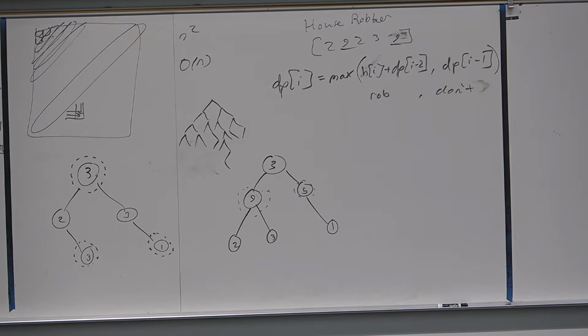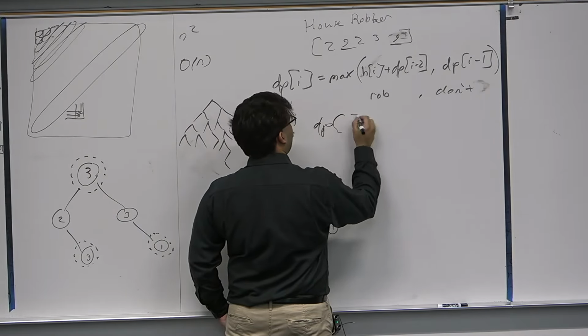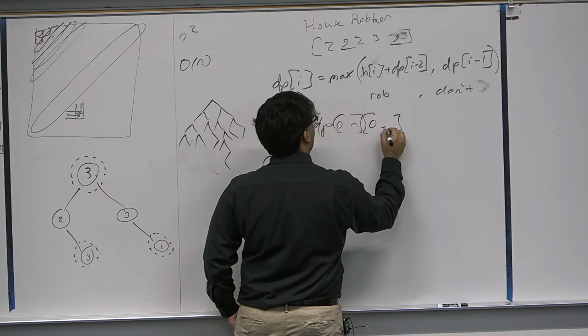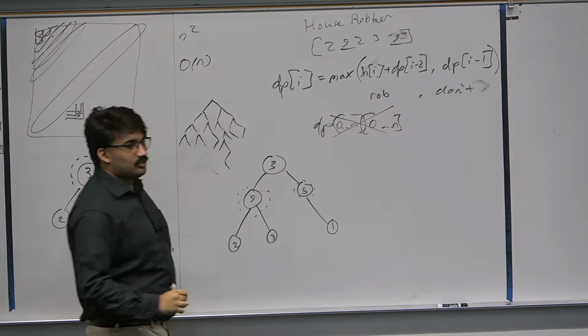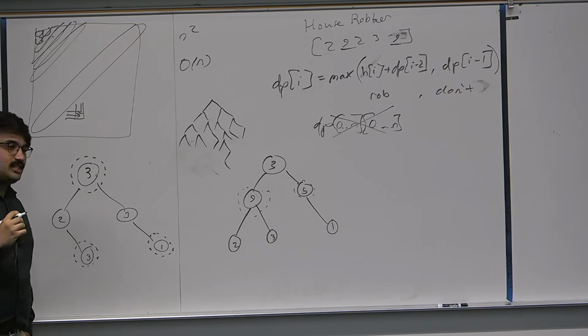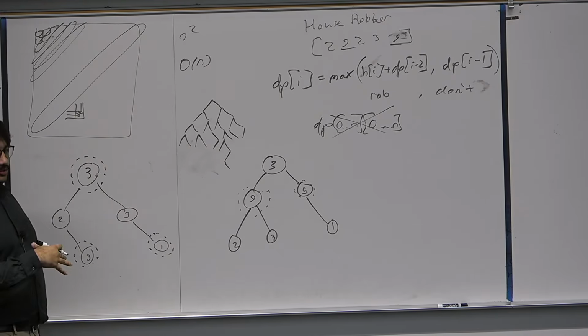So what we're going to do is, the moral is we're not going to say, let DP of 0 to n. No, we're not going to do that. What we're going to do here is, instead of an array, we're going to do DP on a tree, where our data structure that holds the smaller answers for us is literally a tree.